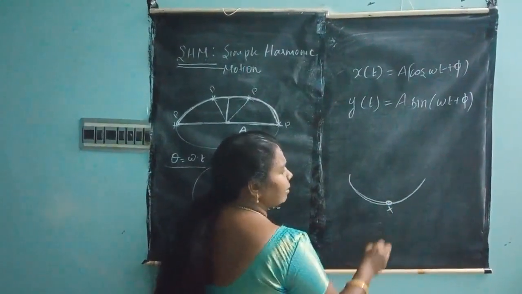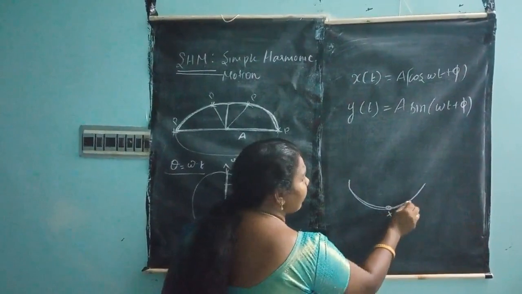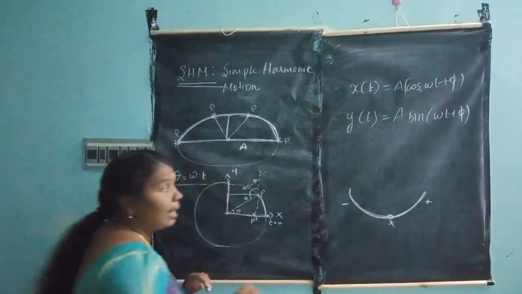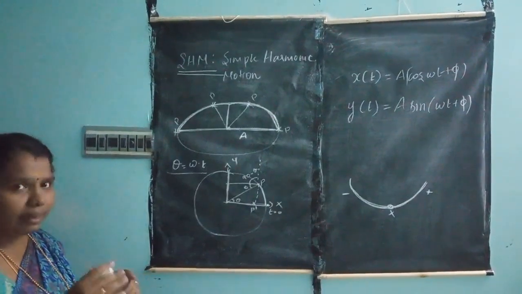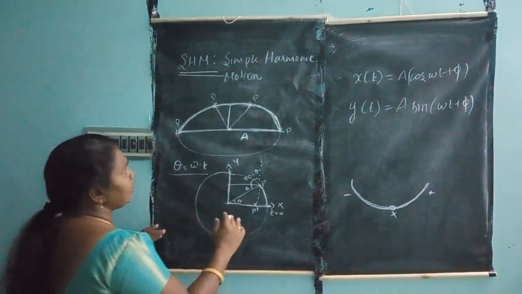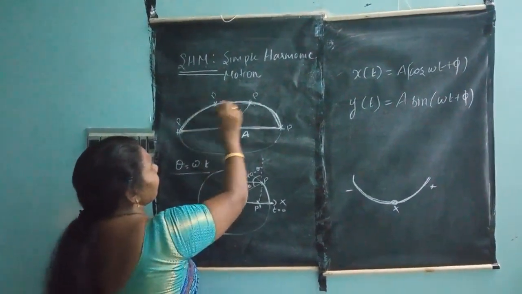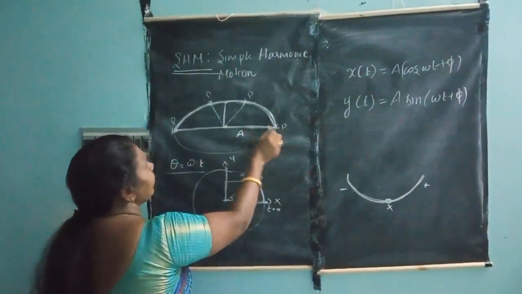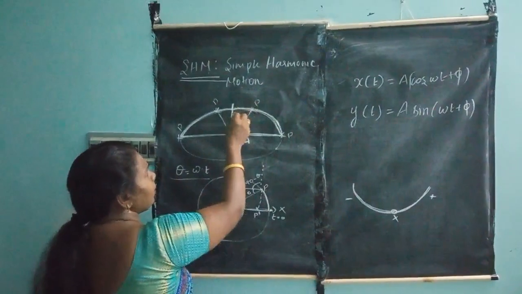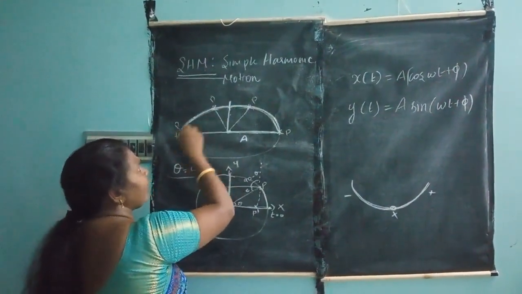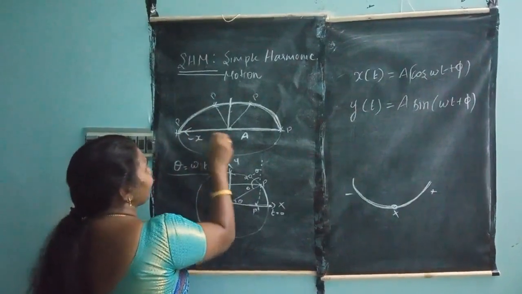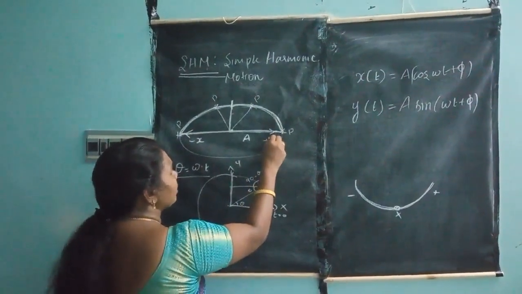If this is the mean position, then this is the extreme positive direction and this is the extreme negative direction. Like that the particle moves. Is it right? Yes. In the same way, with the oscillatory motion, I am considering the rotation in the horizontal plane: this is the extreme negative direction along the negative x-axis, and this is the extreme positive direction along the positive x-axis.